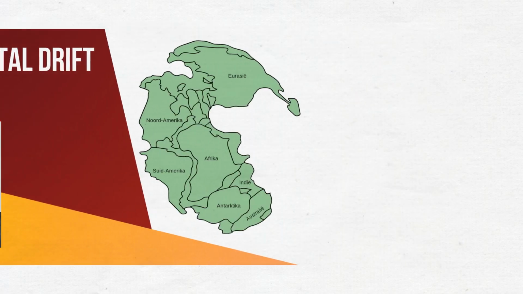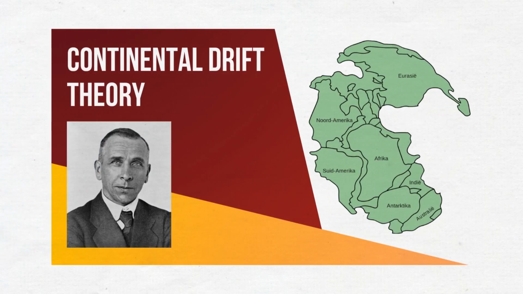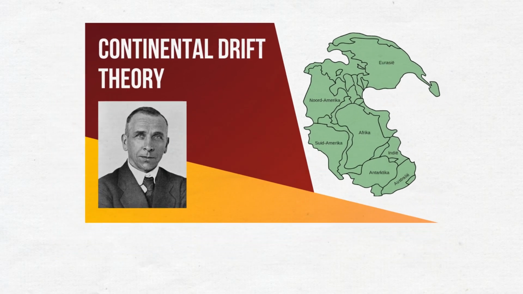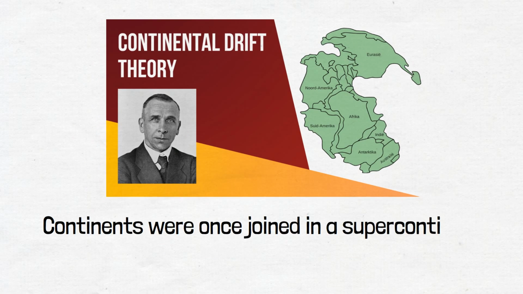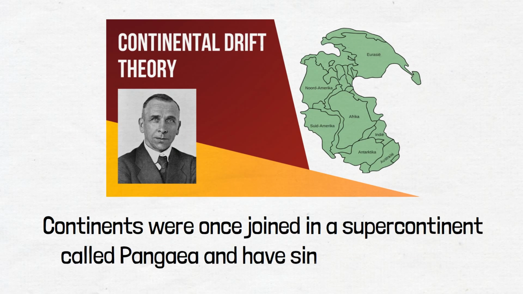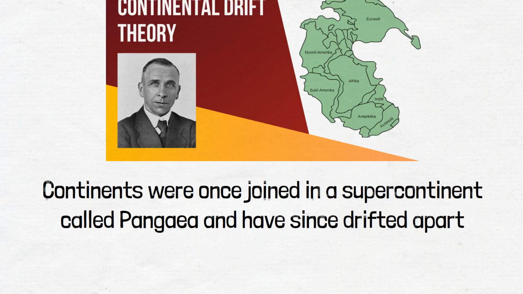The theory of plate tectonics builds upon earlier ideas, such as the hypothesis of continental drift proposed by Alfred Wegener. Wegener suggested that continents were once joined in a supercontinent called Pangaea and have since drifted apart. Although he lacked a mechanism to explain the movement, his hypothesis laid the groundwork for modern plate tectonics.